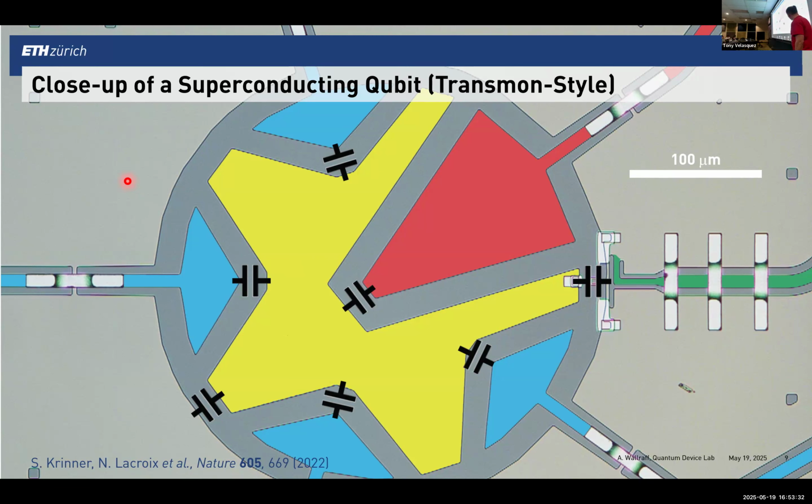And we've made devices of this sort where these lines were going through in the ground plane metallization, and we made an air bridge across. In this version, it essentially didn't make a difference. There was a time when we were a bit worried about the reliability of our air bridge fabrication process.